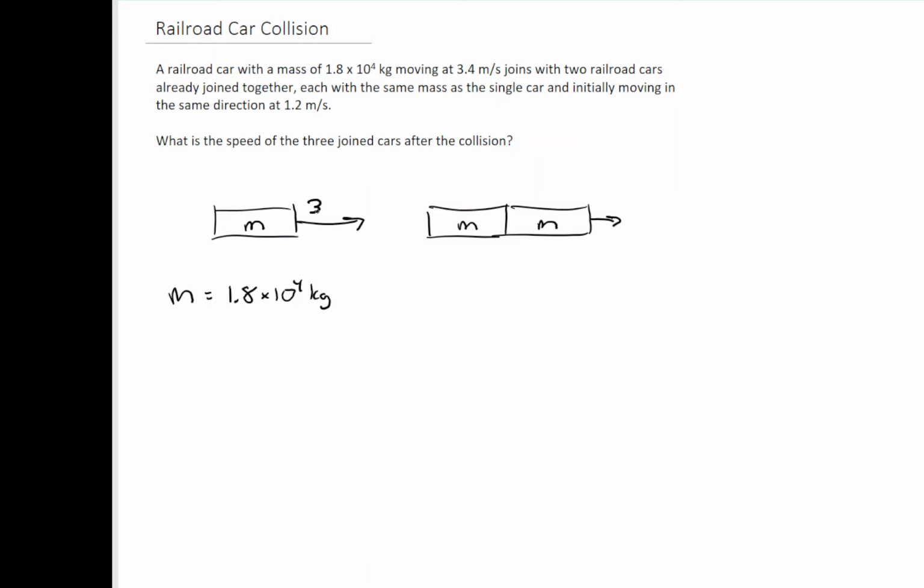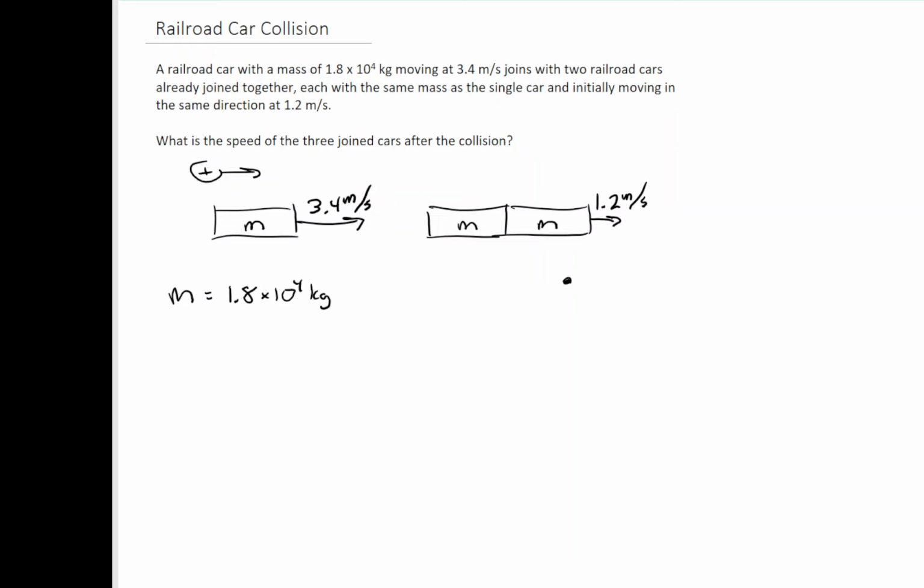We know that this one is going 3.4 meters per second, and these combined cars are only going 1.2 meters per second. Everything appears to be moving to the right. It's good convention to indicate which way we're going to call the positive direction. And what we have here ultimately is a collision where they stick together. It's a perfectly inelastic collision.